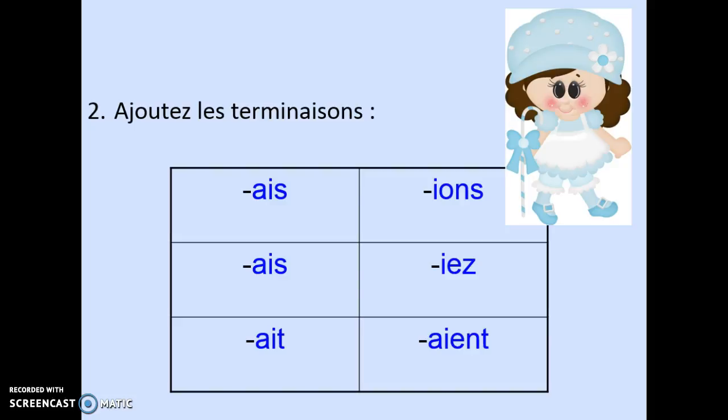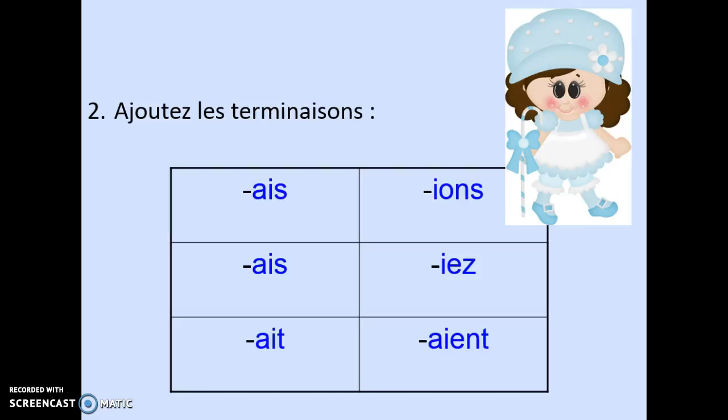It goes like this. Mary had an A-I-S, A-I-S, A-I-T, I-O-N-S, I-E-Z, A-I-E-N-T. Woo! So it's, again, might be a little bit silly, a little bit lame even, but if it helps one person remember, I am pleased.